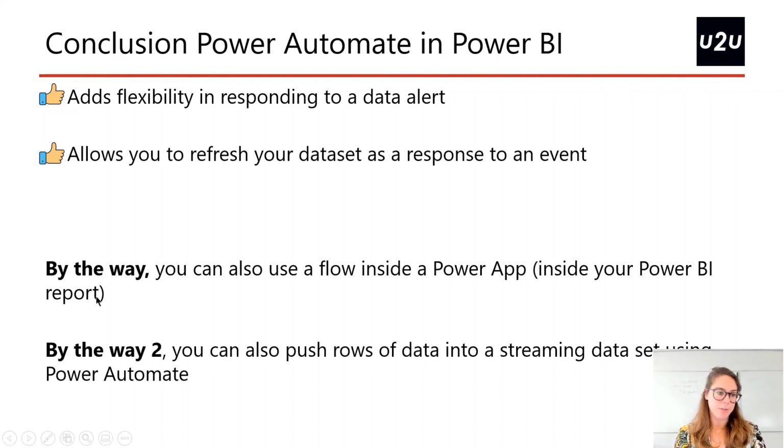Here are 2 points of interest maybe. You can also use a flow inside a Power App and use that Power App even inside your Power BI report. And secondly, there is one more Power BI action that we can use with regard to flow or Power Automate, and that's to push rows of data in a streaming dataset. That one I didn't show you, but it's possible as well.